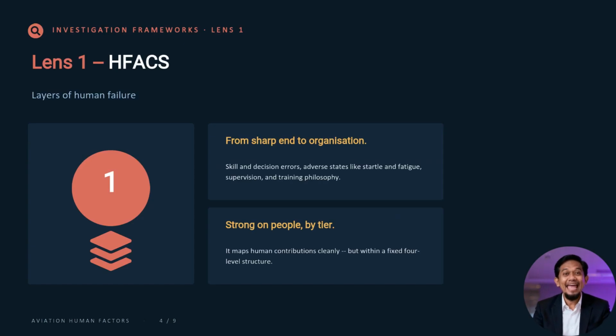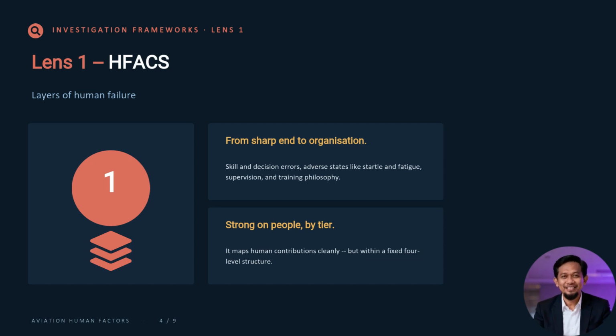Lens 1, HFACS. Built on Reason's model, HFACS classifies human contributions across four fixed tiers: unsafe acts, preconditions, supervision, and organizational influences. Applied to AF 447, it maps cleanly. At the sharp end, skill-based and decision errors. The pilot flying's sustained nose-up inputs. The failure to apply the unreliable airspeed procedure.